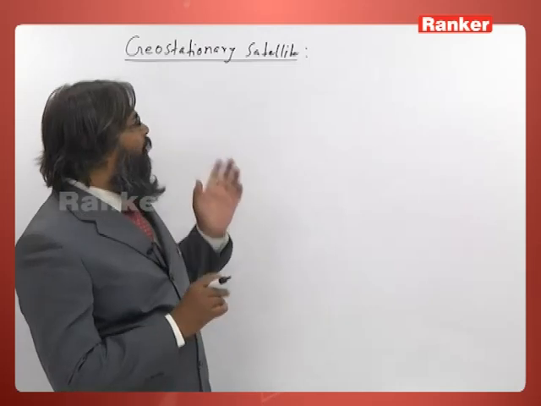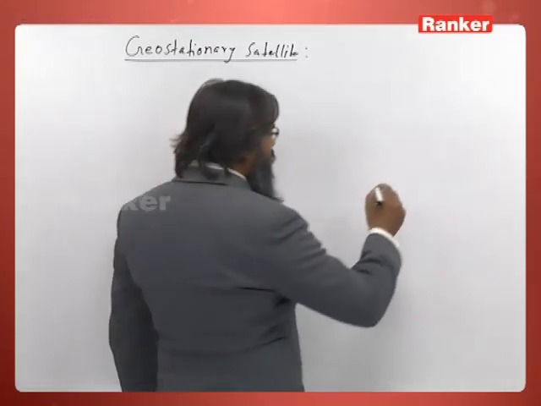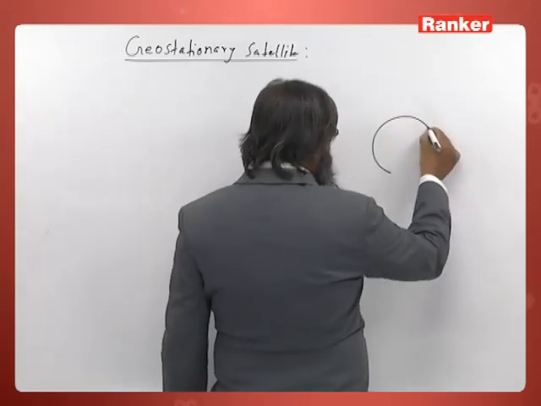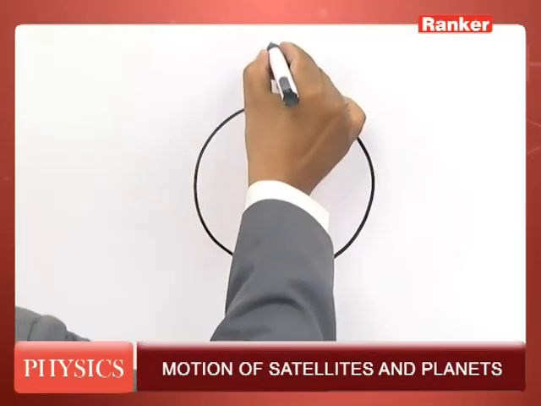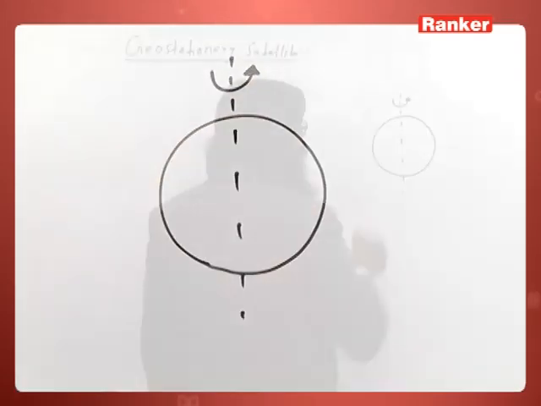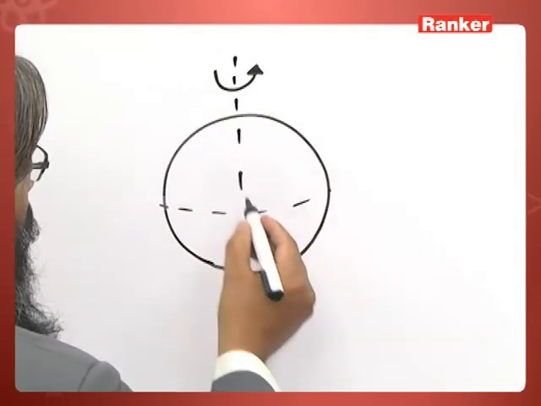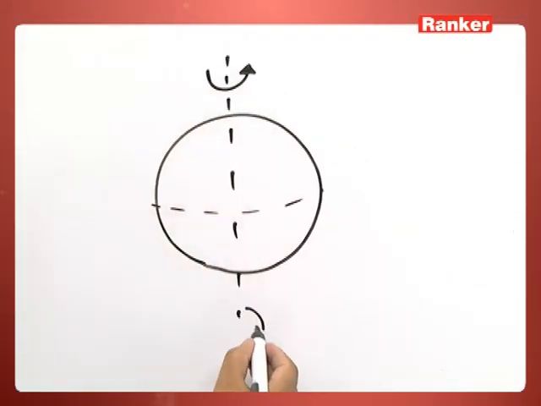Now, let us see a special type of satellite called a geostationary satellite. In this satellite, the time period of the satellite matches with the time period of rotation of earth. So, this is the equatorial plane and the earth rotates about its axis.